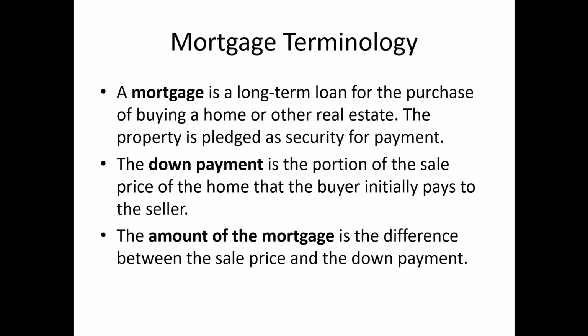A mortgage is a long-term loan for the purchase of a home or other real estate. The property is pledged as security for payment. The down payment is the portion of the sale price of the home that the buyer initially pays to the seller. And the amount of the mortgage is the difference between the sale price and the down payment.